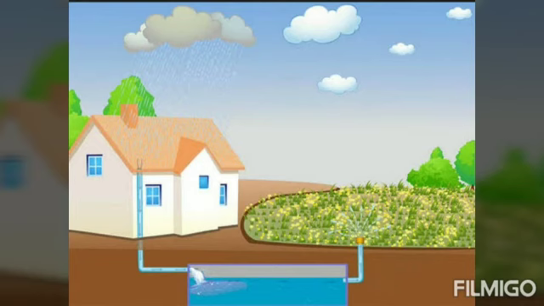Rainwater harvesting. It is a method of preventing rainwater from flowing away. In this method, rainwater falling on the roofs of buildings and the ground is allowed to flow into a deep hole dug in the ground. It thus adds to the groundwater.